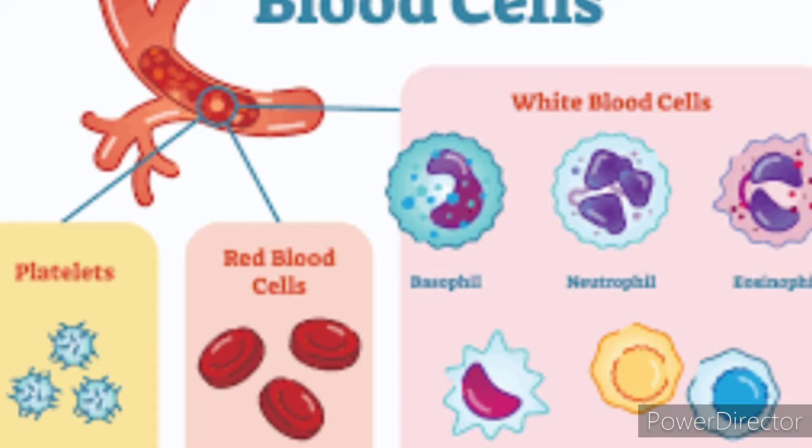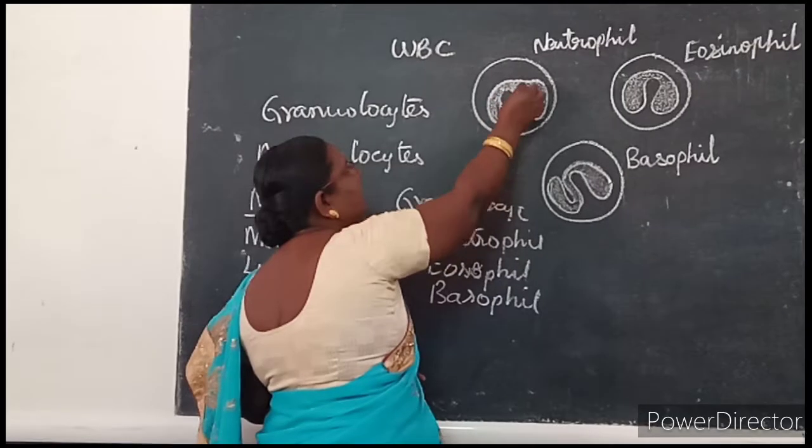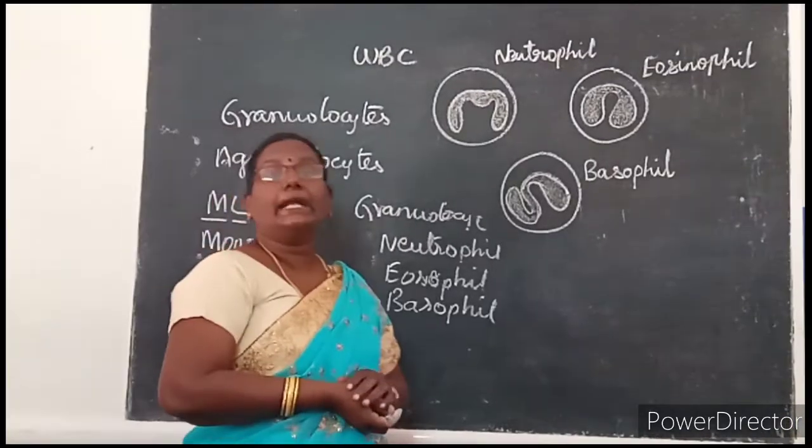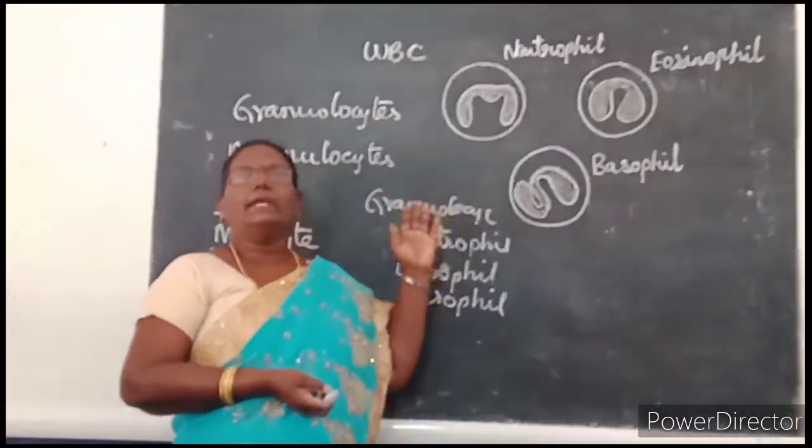Next we learn about the neutrophil. This neutrophil is lobed in structure, and these lobes are joined by delicate threads.